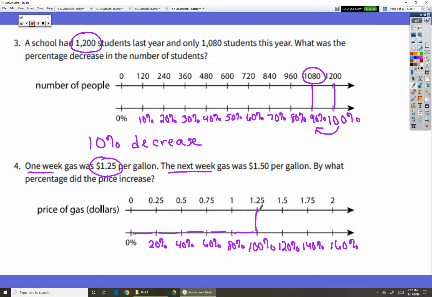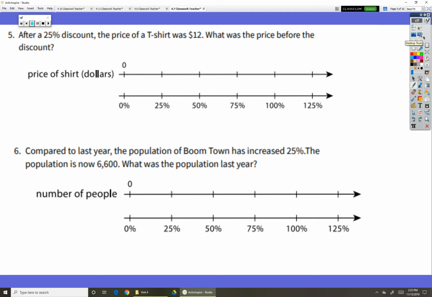So we're going from $1.25 to $1.50. We went from 100% to 120%, so the price increased by 20%. So 20% increase. Number 5, I want you to give this a try completely on your own and then come back and check your answer.